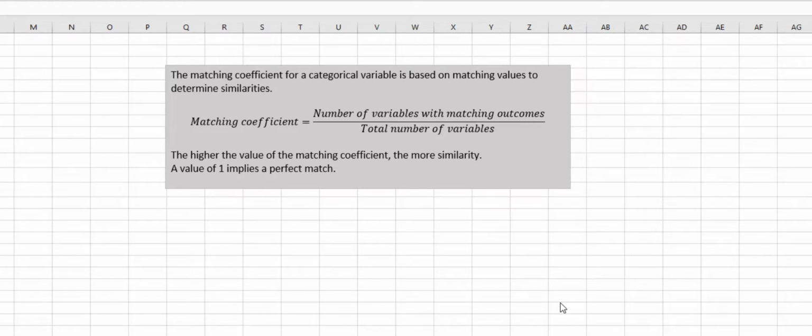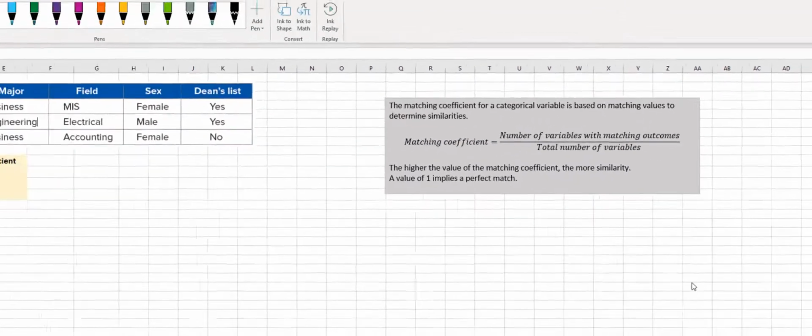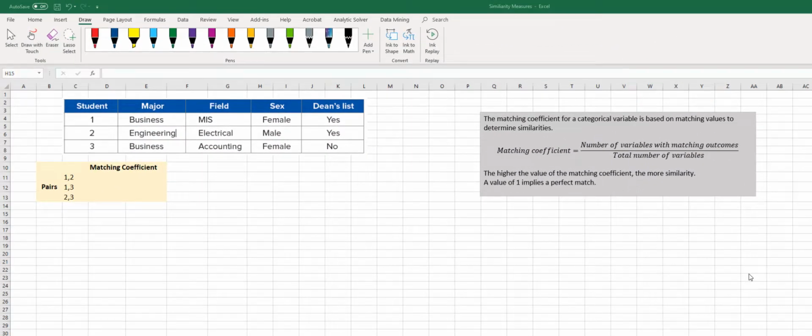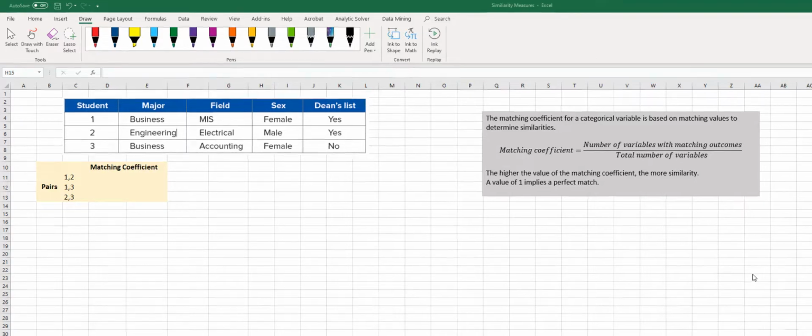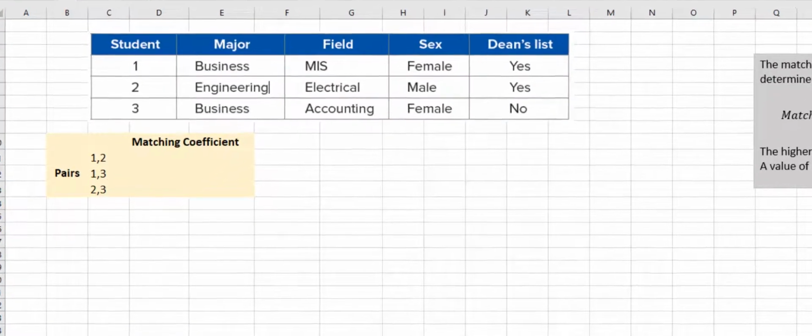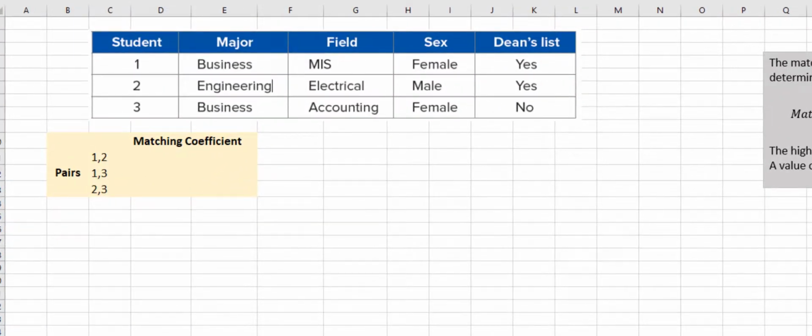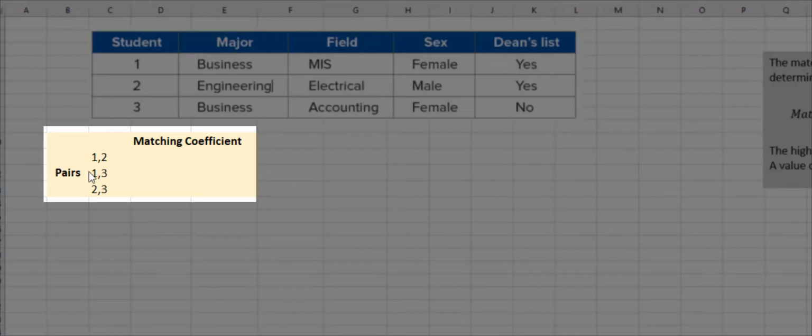The matching coefficient between the observations is the ratio of the number of variables with matching outcomes and the total number of variables. Now I have an example here. In this example, you see the list of college students, and each record shows the student's major, field, sex, and whether the student is on the dean's list or not. So there are three possible pairs between the students here. We can compare student 1 and 2, and then 1 and 3, and 2 and 3.